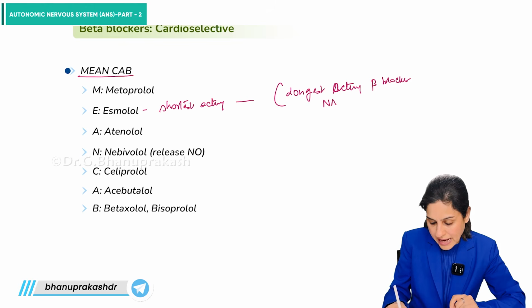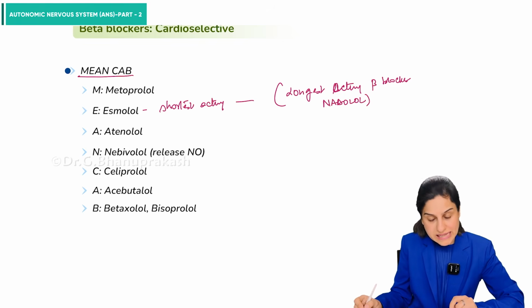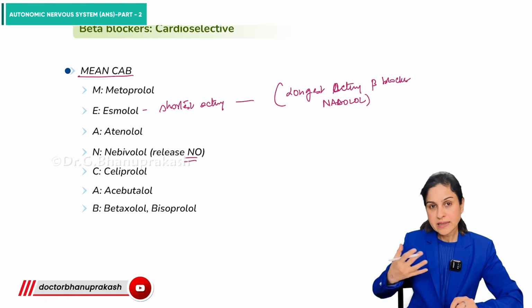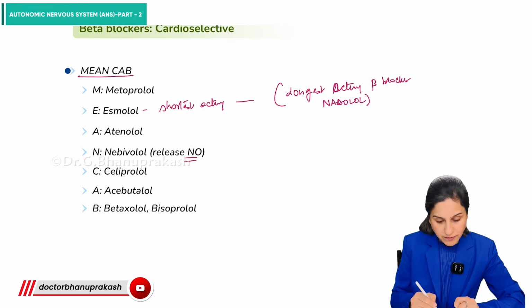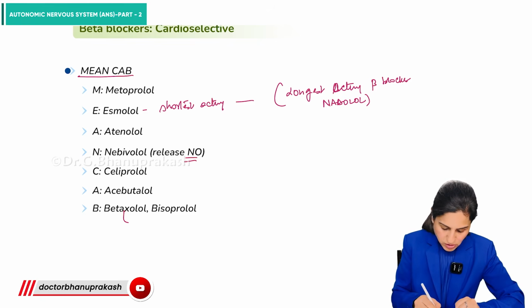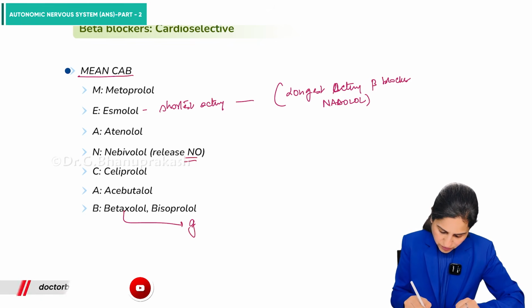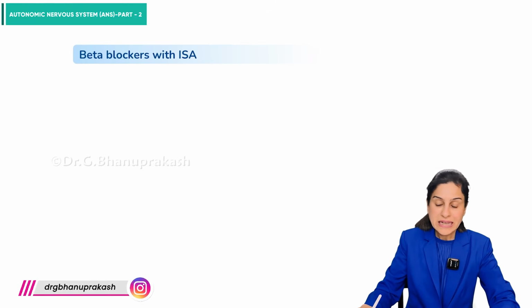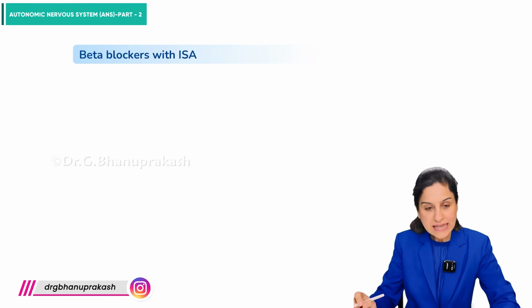We have nadolol. Okay. A is for atenolol. Nebivolol, N, it releases nitric oxide. They can lead to vasodilatation. Then we have celiprolol, we have acebutolol, betaxolol, bisoprolol. Betaxolol is used in case of glaucoma, right? Betaxolol.